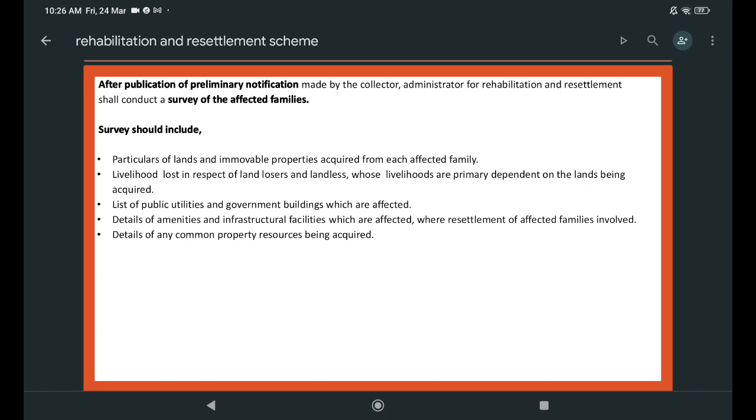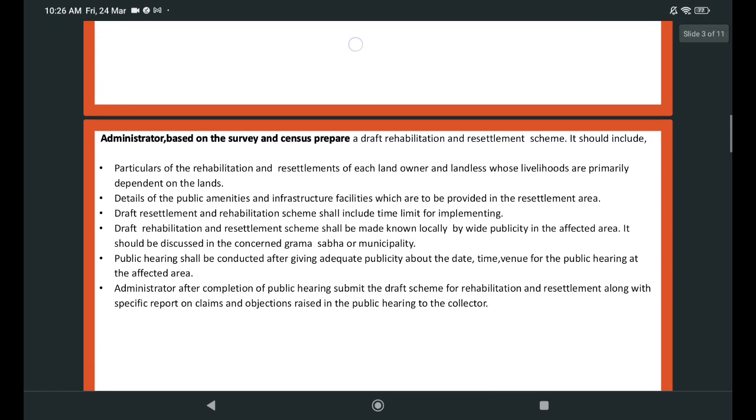Particulars of land and immovable properties acquired from each affected family. Livelihood lost in respect of the land losers or landless people. List of public utilities and government buildings which are affected due to acquisition. Details of amenity and infrastructural facilities which are affected due to acquisition. Details of any common property resources being acquired.